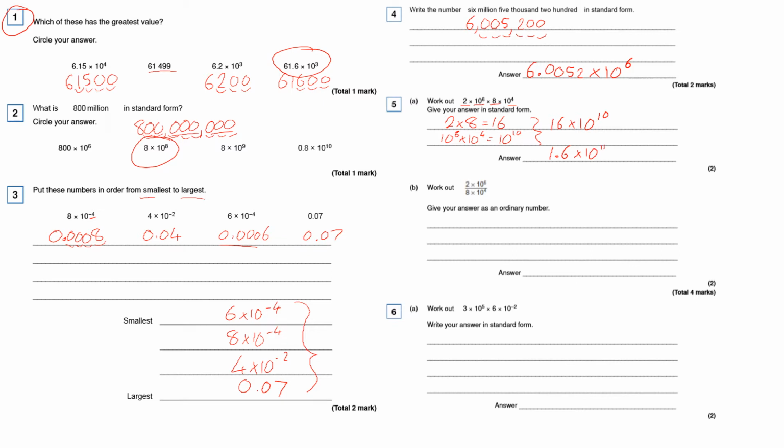B is a division, and the way we set this out is we divide the numbers, so 2 divided by 8 we're going to need to do, and then we subtract the powers, so we're going to need to do 6 minus 4.